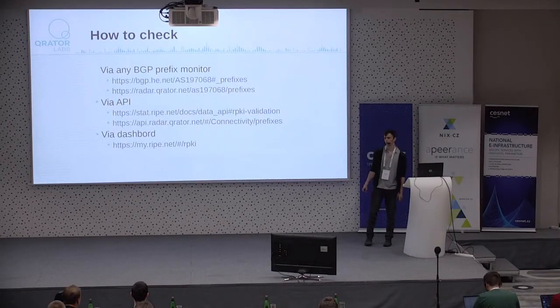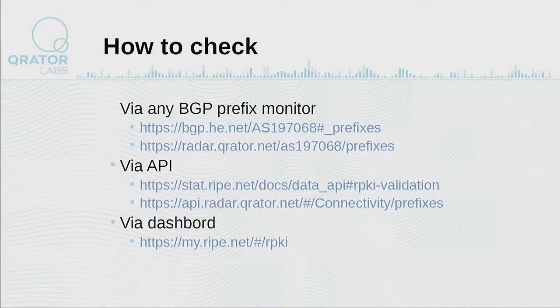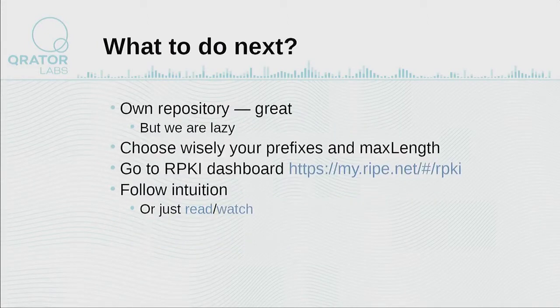And how can we check if there are some prefixes that need your attention? First of all, modern prefix monitors support this type of functionality, and you can just check the status of each of the corresponding prefixes. If you don't like a website, you can use an API. For example, the first one is provided by RIPE, and you can just check RPKI status by inserting a particular ASN and prefix, or just get information for all of your prefixes for your particular ASN by using our API, or just use an RPKI dashboard.